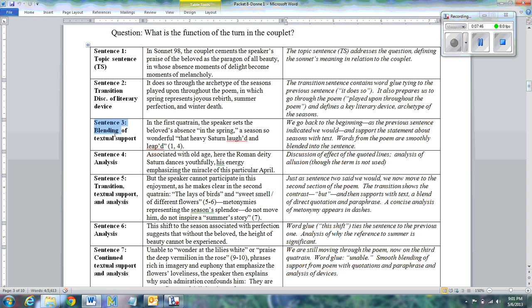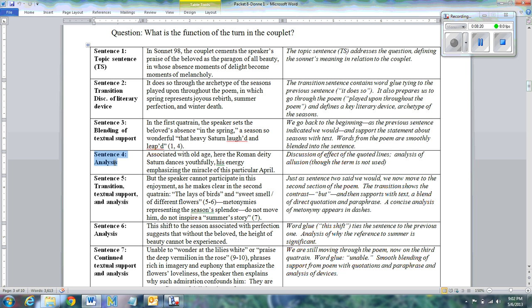Now my third sentence is going to be my first blending sentence. And again, I showed you that I was taking you through the poem here in the first quatrain. In the first quatrain, the speaker sets the beloved's absence in the spring, a season so wonderful that heavy Saturn laughed and leaped. So in this sentence, we go back to the beginning, as the previous sentence indicated we would, and support the statement about the seasons with textual support, right? The spring part. And I use the words from the poem and I smoothly blend them into my sentence. I only pull out what I need.